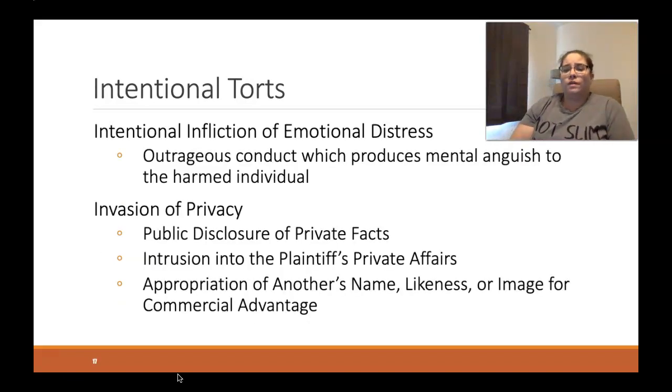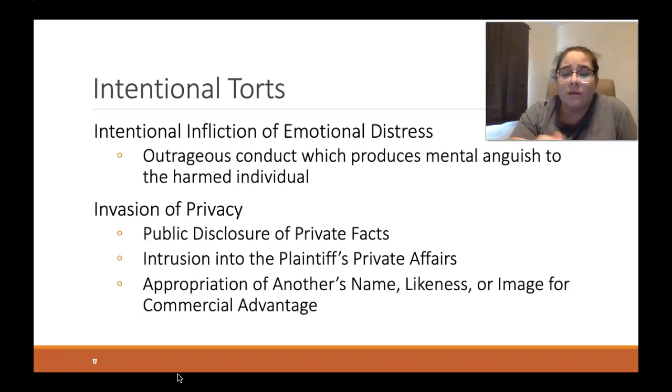Now, some lesser known intentional torts. You can have the intentional infliction of emotional distress, and that requires outrageous conduct that produces mental anguish in the person that's harmed. This could be something as simple as harassing phone calls over and over and over again. Statements that you make during those phone calls over and over and over again, okay? It's a good example of intentional infliction.